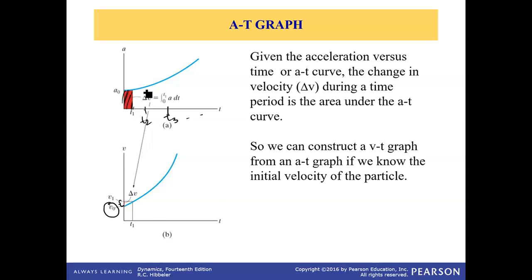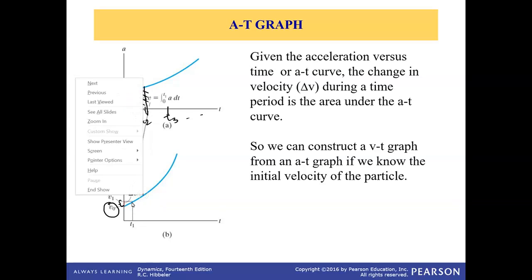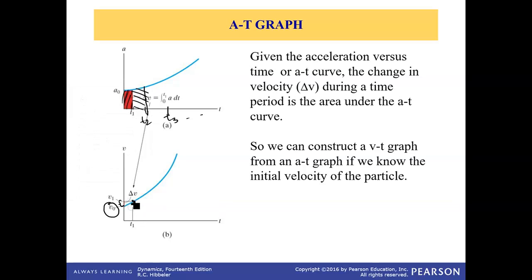Now to get the velocity at t2, we find the area under the graph from t1 to t2 and add that number to the last velocity, or previous velocity, which is v1, and generate another point for t2. And we repeat that process for all the remaining points and then join those points using a smooth curve to get the velocity graph. So integration of a graph, this is the sign of integral, is the area under the graph.